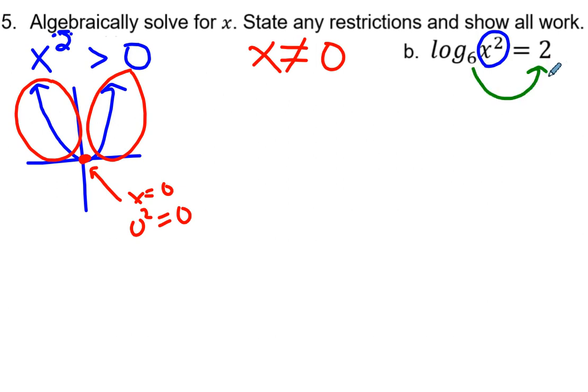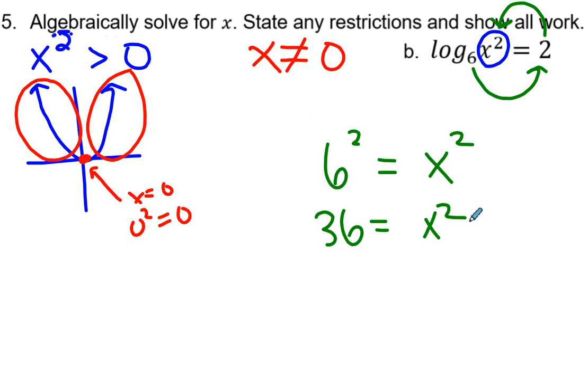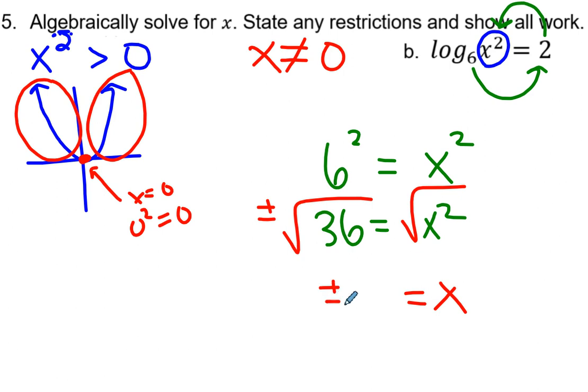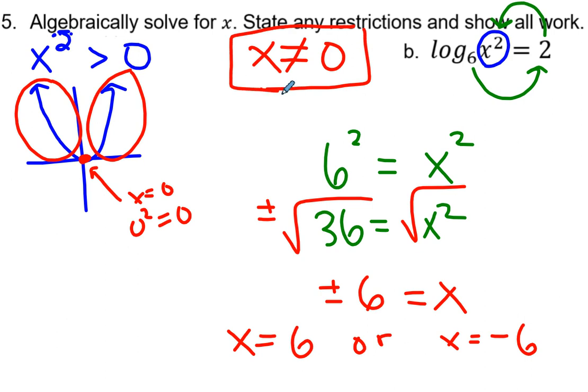Start with the base. 6 to the 2 is equal to x squared. So 6 squared equals x squared. Well, the only way that this can be true, 36 equals x squared, is if I take the square root of both sides. Remember, when you take the square root, it has to be plus or minus. So the square root of x squared is x, and the square root of 36 is plus or minus 6. So I have two answers. X can be 6 or x can be negative 6. Those don't violate the restrictions, so I should be good.